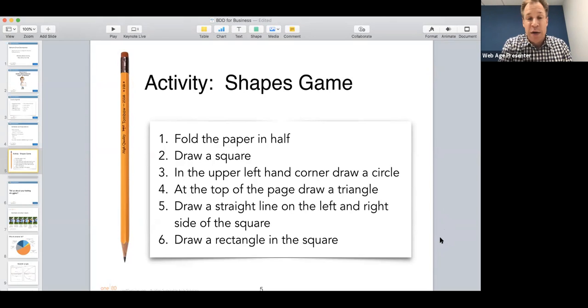Okay, so here are your requirements. The first thing to do is take out a full sheet of paper and fold the paper in half. Requirement number two, draw a square. Number three, in the left-hand corner, draw a circle. Number four, at the top of the page, draw a triangle. Number five, draw a straight line on the left and right side of the square. And then finally, number six, I'd like you to draw a rectangle in the square.